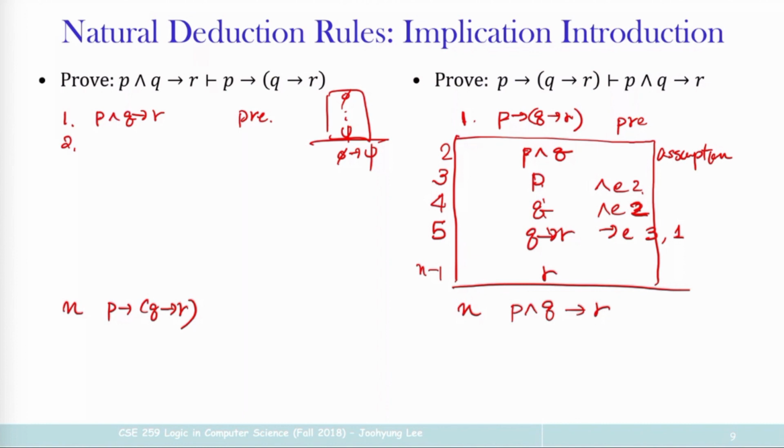Good. But we still have to derive R. What can we do? Same. So between which two lines? 4 and 5. From 4 and 5, we can derive R by implication elimination. So this becomes 6. This becomes 7.